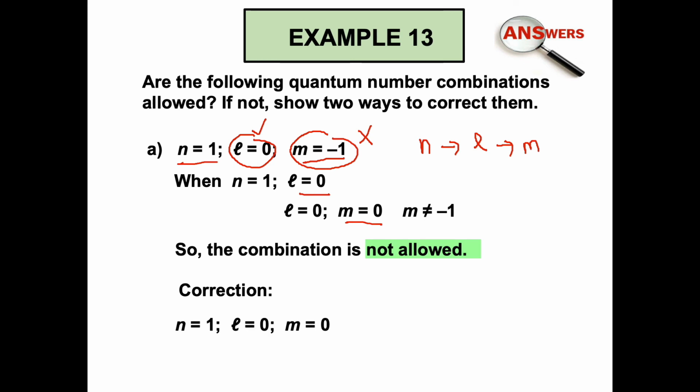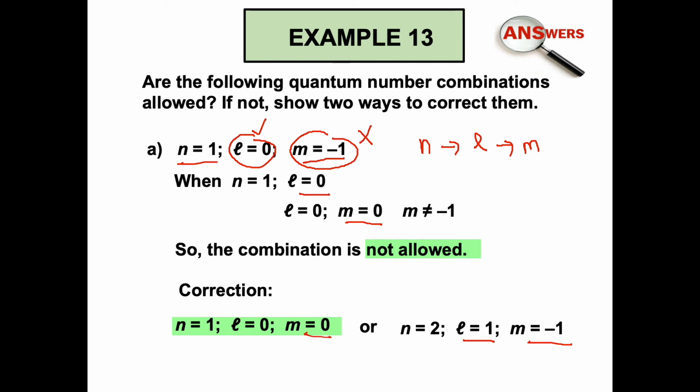So when M is equal to 1, L is equal to 0, M must be equal to 0 for the combination to be allowed. And the other way to correct this combination is to remain the value of M but change the value of L and change the value of N if it's needed. Since we remain the value of M equal to -1, L must be equal to any number that will have the possible value of M equal to -1.